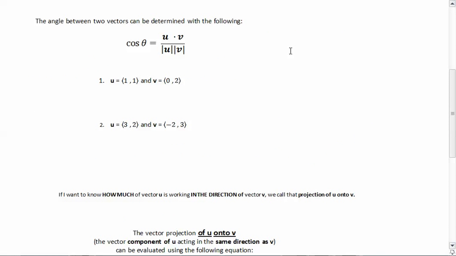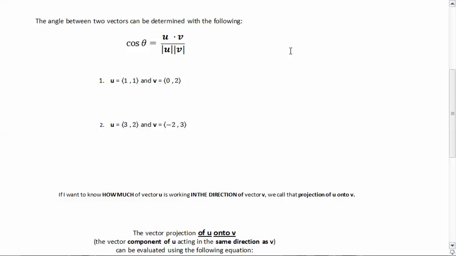So let's talk more about the angle between our two vectors that we can find using the dot product. That's a helpful thing we can do with the dot product: find the angle between two vectors. The angle between two vectors can be determined with the following equation. Cosine of theta, or the angle between the two vectors, is equal to u dot v over the magnitude of u times the magnitude of v. The magnitude of a vector is found using the Pythagorean Theorem, which we should know from last time.